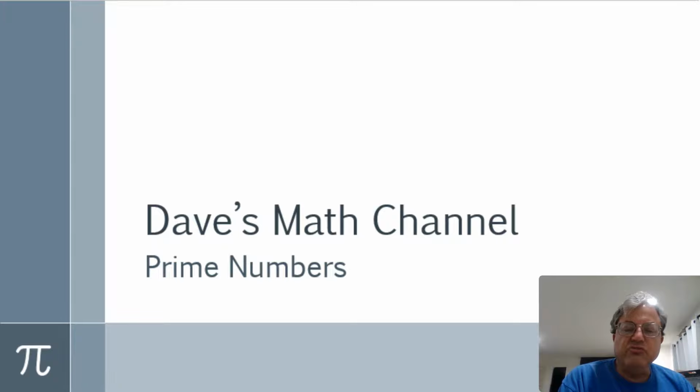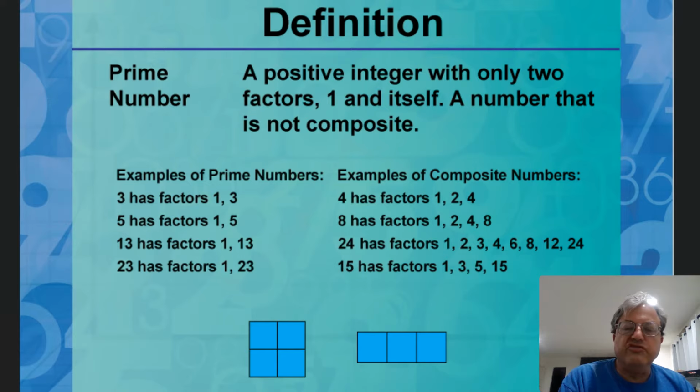Today I'm going to talk about a very important topic in math, namely the topic of prime numbers. I'm sure most of you have heard of them, and you probably know what they are. I'll just go through the definition really quickly. A prime number is a positive integer with two factors, one and itself.